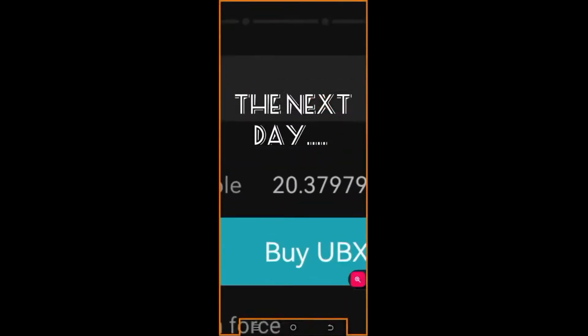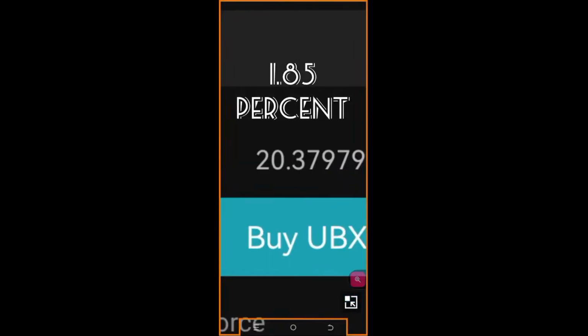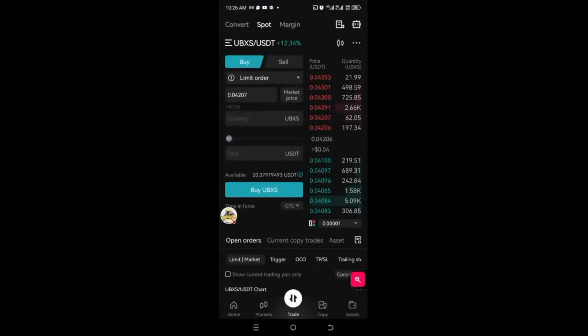Oh yeah, BitGet has executed. Just about 1%, kind of less than 1%. So UBXS, what a name. UBXS has executed. All right, so we have 37, almost like 38 cents here.